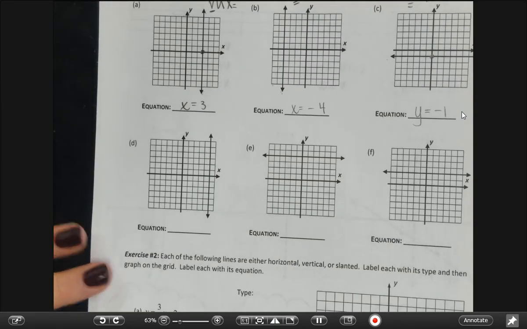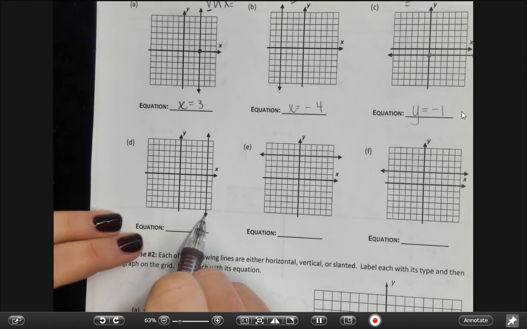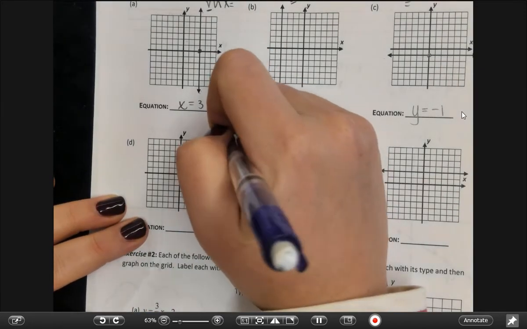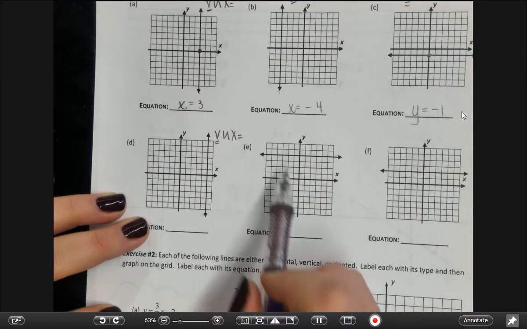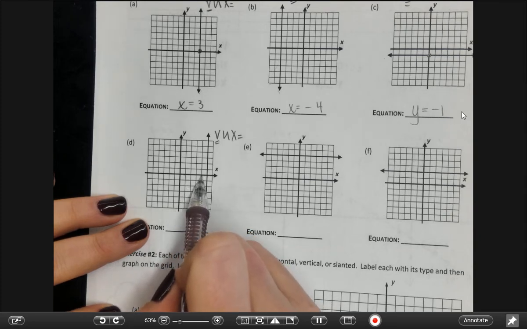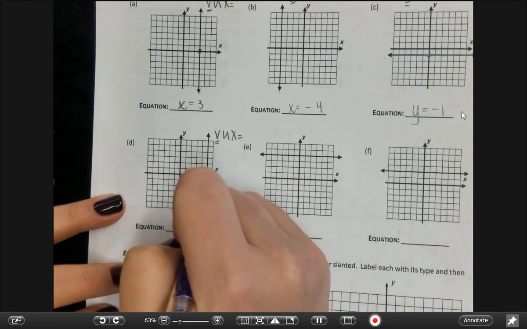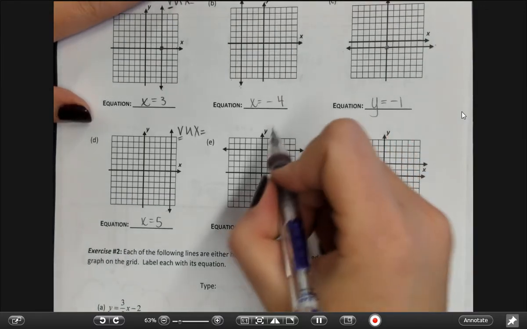All righty, next, horizontal or vertical? Well, this looks like a vertical line, so that means I'm at the Vox. Vertical lines are x equals, and it's the x value where the line is. So it's 1, 2, 3, 4, 5. So x equals 5. All righty, we are going right along here.